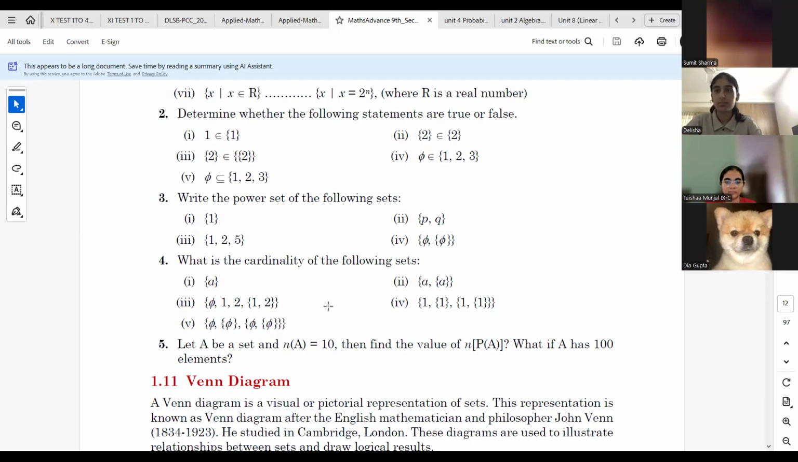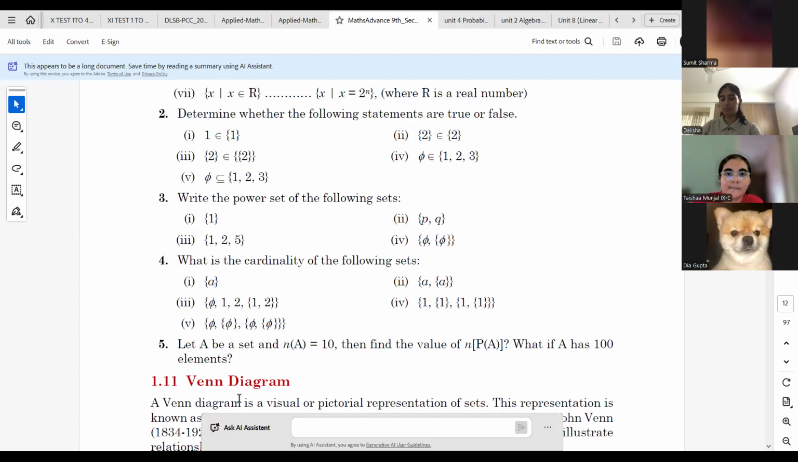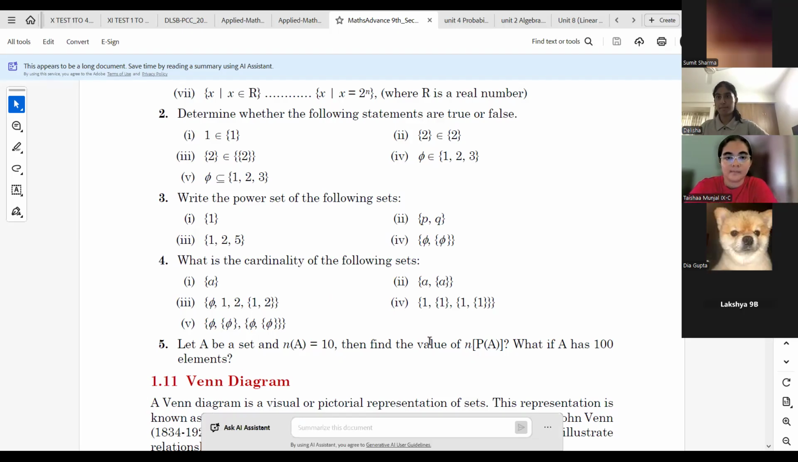Okay, so in the last class, we have done cardinality of a set, and we have talked about power set. We have talked about the universal set, right? And the subsets also. So in the last class, we have done this exercise. So let us start with the Venn diagrams today.